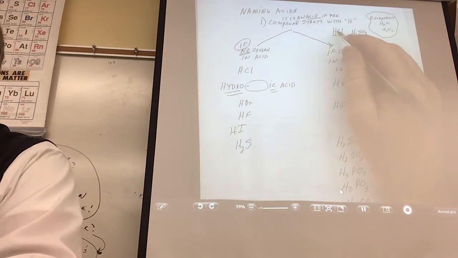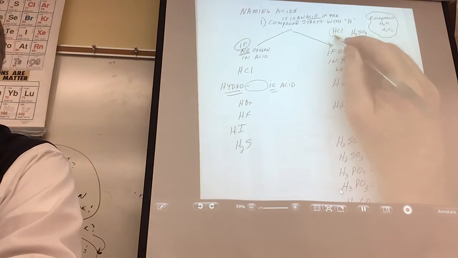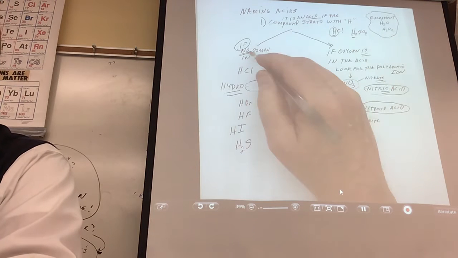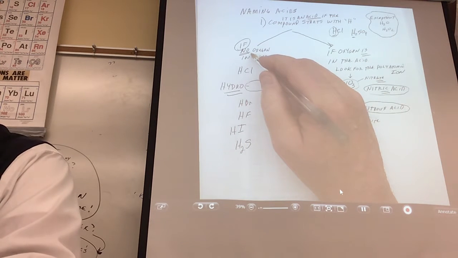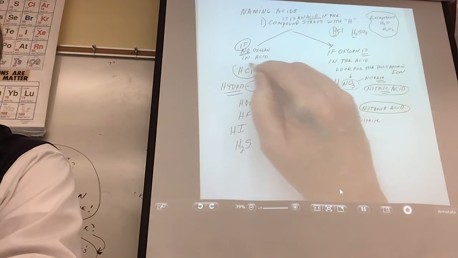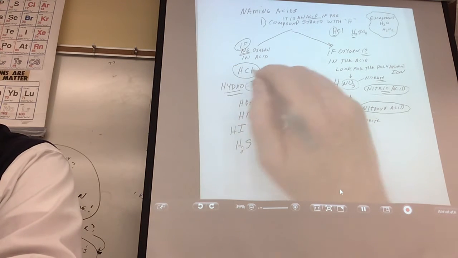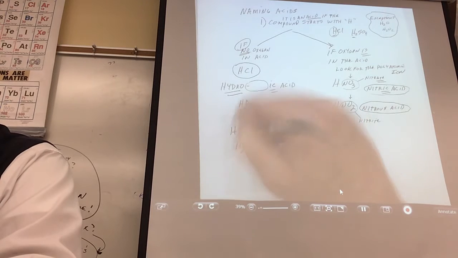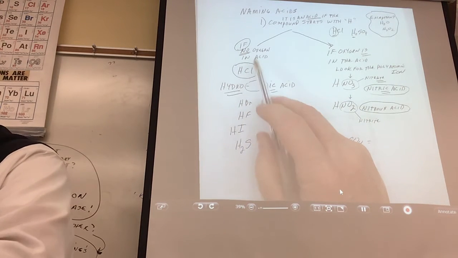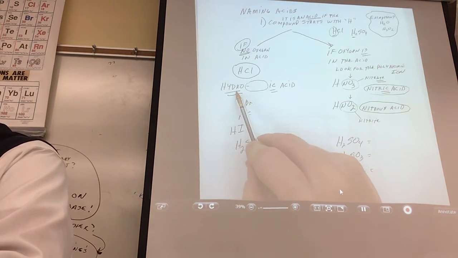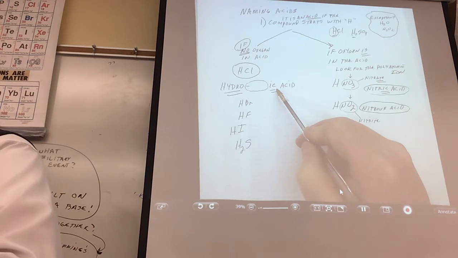In my brain, I say, ding, ding, ding, you're an acid. Then my brain says this: if you're an acid and you do not have oxygen in you, then here's my model. I use this as my model, and if I can name that, I can name any of these. If you have no oxygen, you will say hydro, and you will end in ic. Are you with me? Now what goes in the middle?